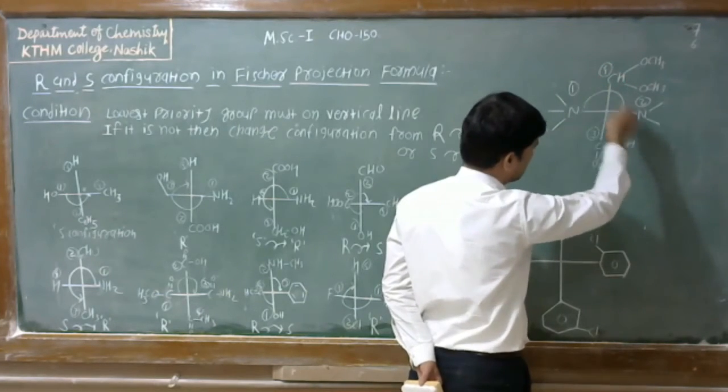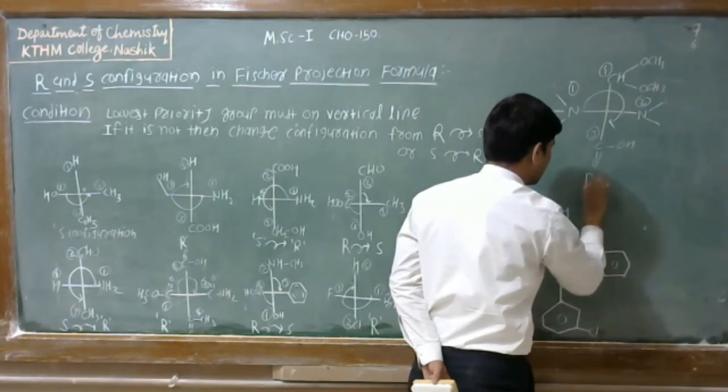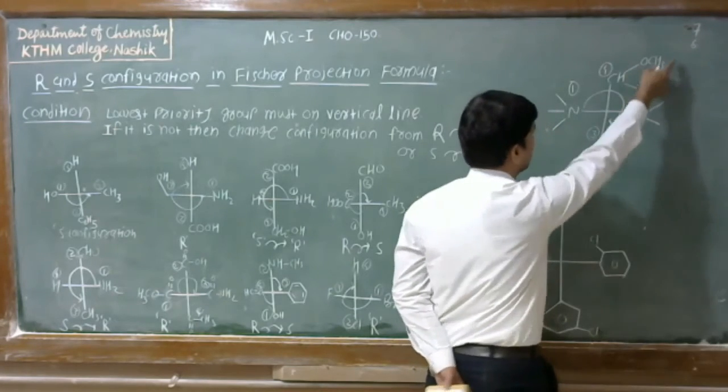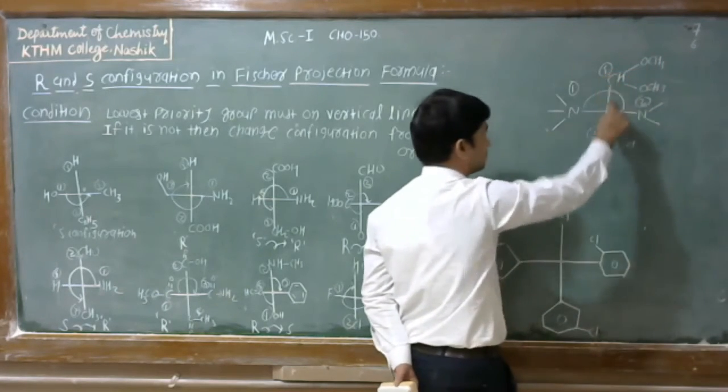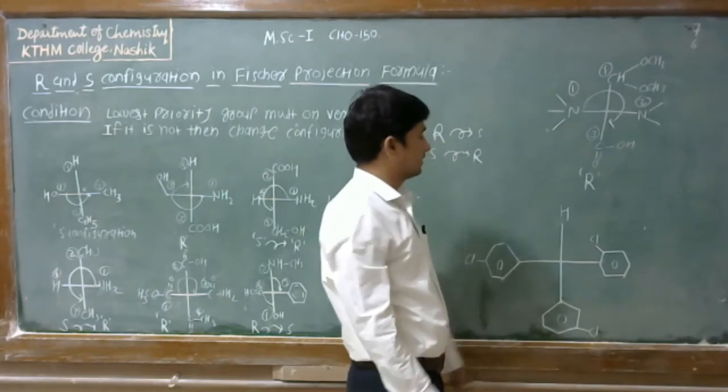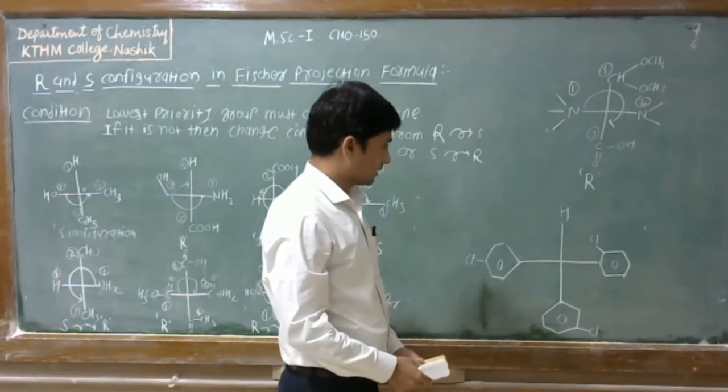So therefore, this is clockwise rotation, and the configuration is the R configuration, and the lowest priority group, that is the 4th priority group, is on the vertical line. Therefore, there is no need to change the configuration.